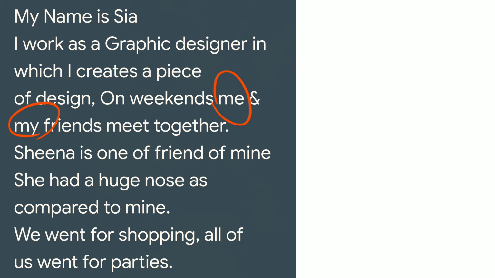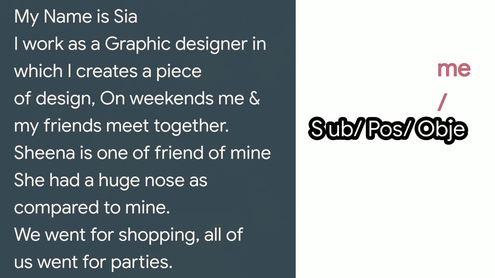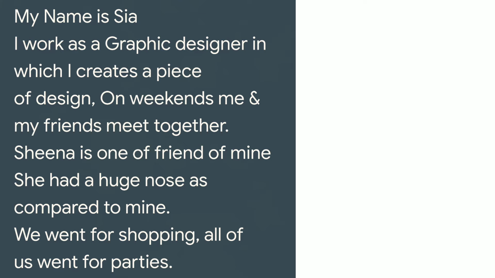In this sentence, me and my are the pronouns used for the first person. Me is a pronoun always used from an objective point of view. I am not going to say on weekends, my and my friends meet together. Sheena is one of the friends of mine and she had a huge nose as compared to mine. In this sentence, mine is a pronoun used for the first person. This word mine in Hindi we say is mera or meri. We use it in both ways.